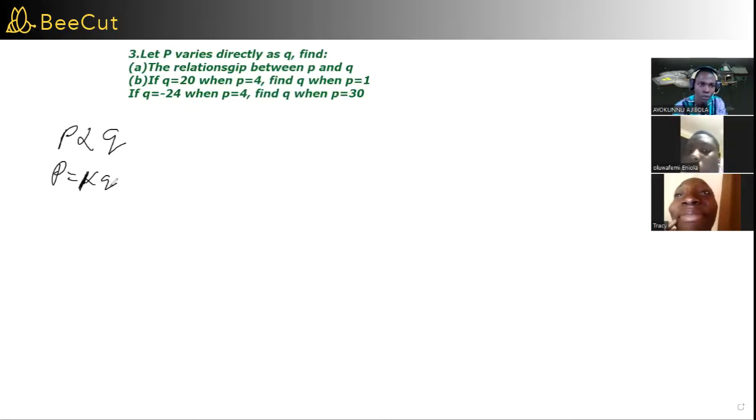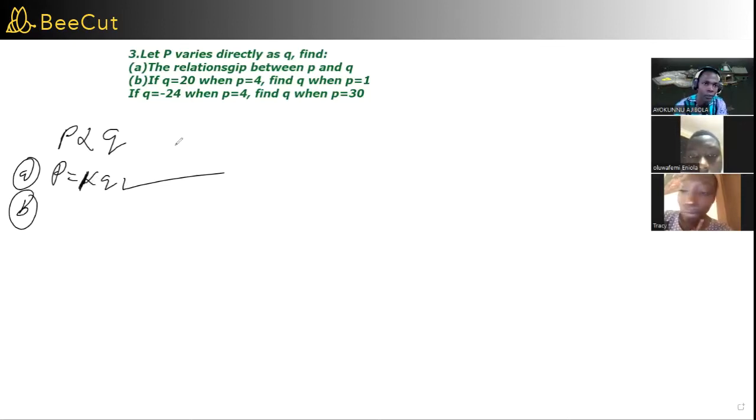So P equals constant times Q. Once P equals constant times Q, the question says find the relationship between P and Q. I bet this is the relationship, and that is the answer to the first one. The relationship between P and Q is that P equals constant times Q.